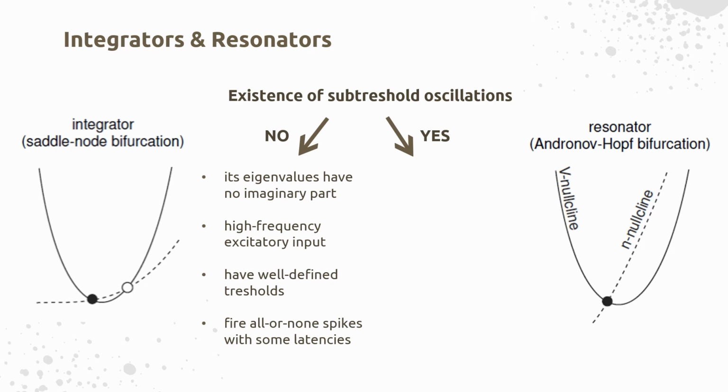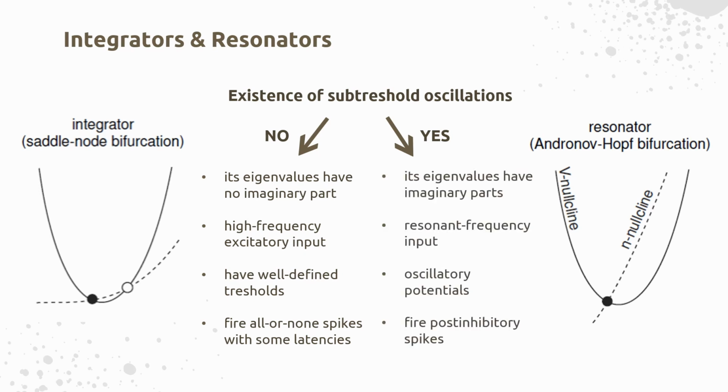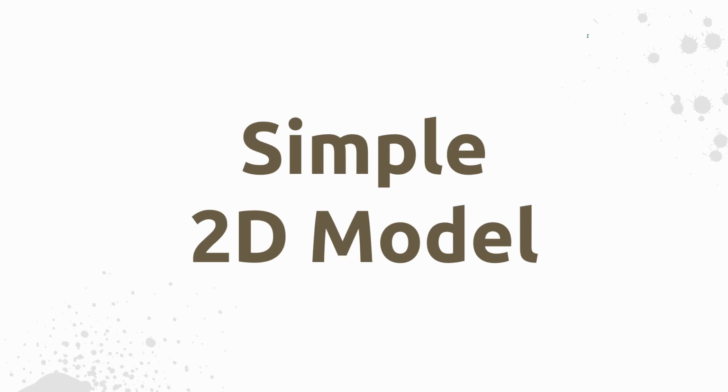They prefer high-frequency excitatory input, have well-defined thresholds, and fire all or none spikes with some latencies. For example, the quadratic integrate-and-fire neuron is a genuine integrator. Neurons near Andronov-Hopf bifurcation are resonators, whose eigenvalues do have an imaginary part. They have oscillatory potentials, prefer resonant frequency input, and can easily fire post-inhibitory spikes. So in an integrator system, the equilibrium is a node, while it is a focus in the case of the resonator. Now we come to our simple 2D model, what it actually is.